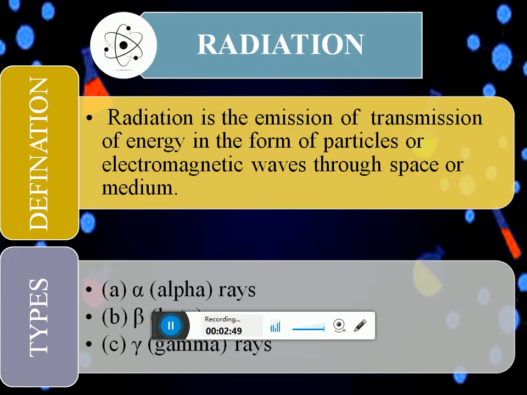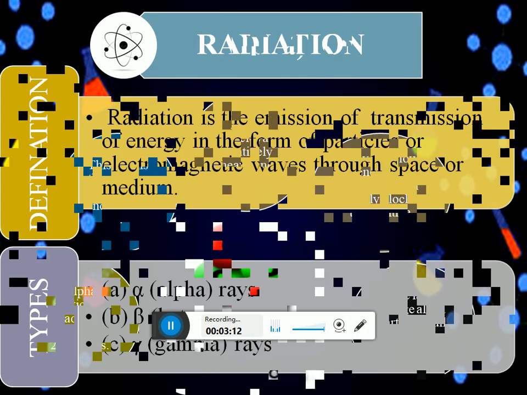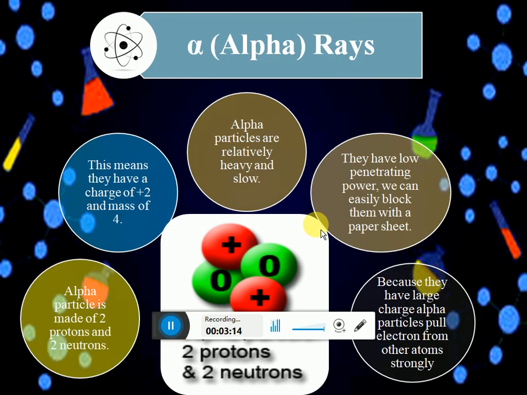See here, there are three types of radiation: alpha rays or alpha radiation, beta rays or beta radiation, and gamma rays or gamma radiation. Among these, alpha rays and beta rays are emitted in the form of particles, and gamma rays are released in the form of waves. So let's see first what alpha rays are.